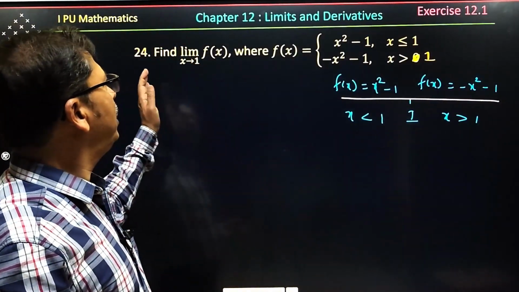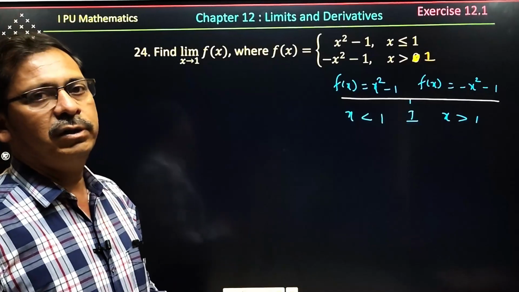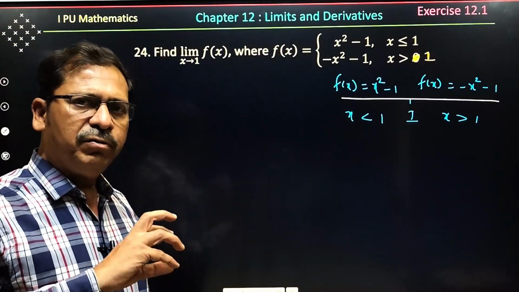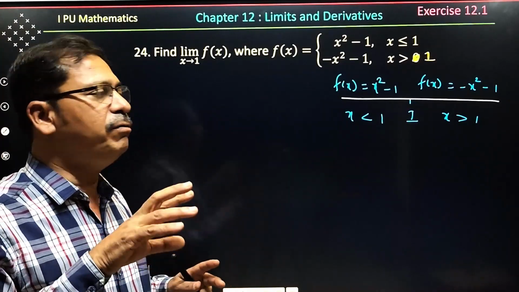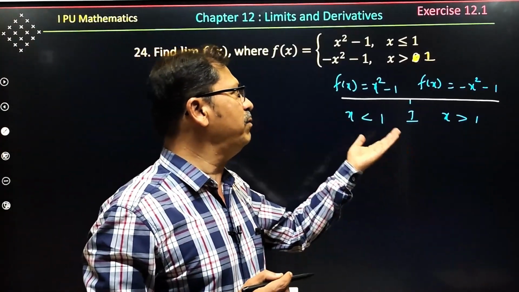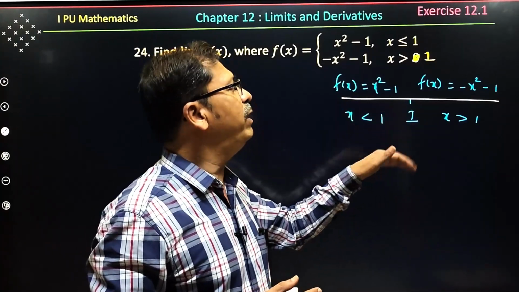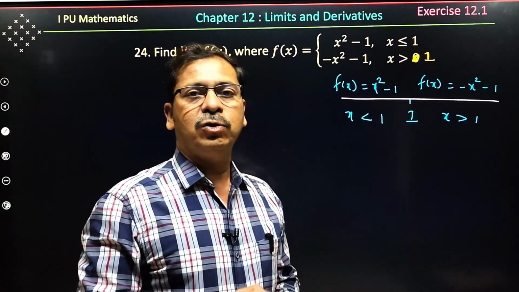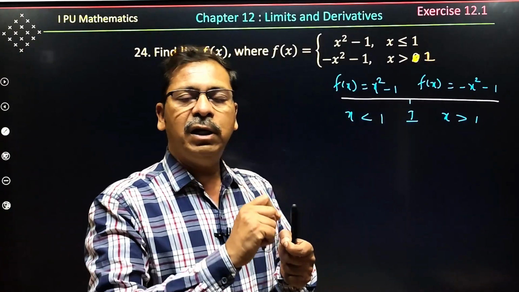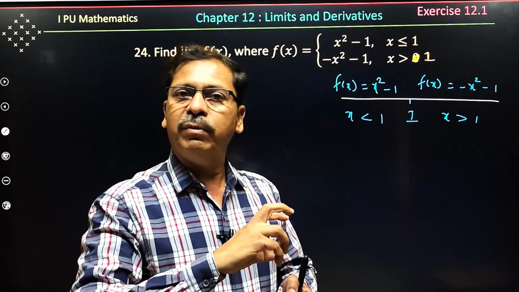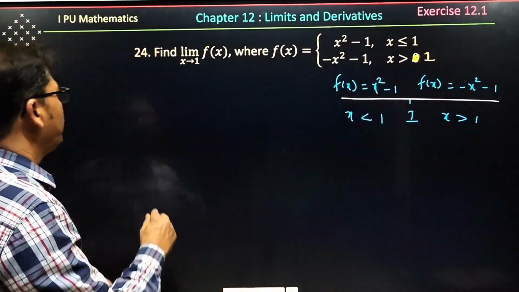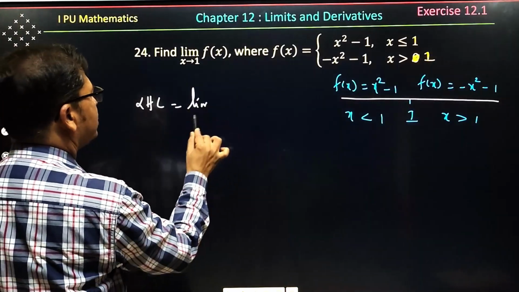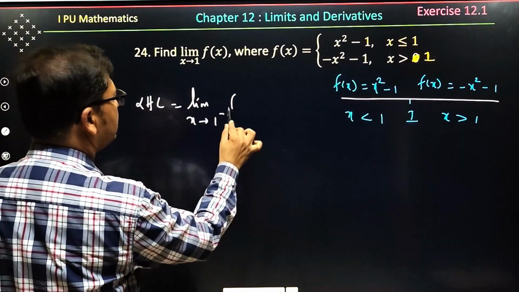So in order to evaluate limit x tends to 1 f(x), in the neighborhood of 1, the function is defined in two different ways. When x is less than 1, the function is defined by x square minus 1. When x is greater than 1, the function is defined by minus x square minus 1 here. So left hand limit and right hand limit may vary, may be equal. Let me calculate here. Now left hand limit is equal to limit x tends to 1 minus f(x).